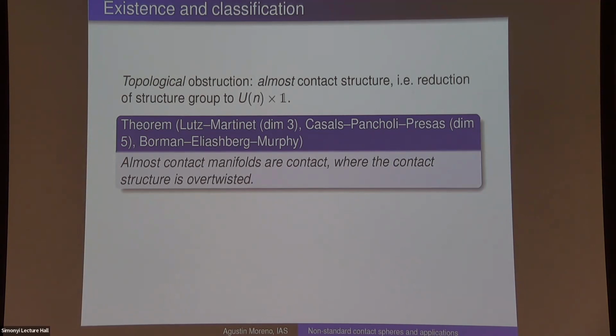And there's a theorem that goes back at least to work of Lutz and Martinet in dimension 3, then work of Casals, Pancholi, and Presas in dimension 5, and in arbitrary dimensions, Borman, Eliashberg, and Murphy again. It says that whenever the obvious topological obstruction vanishes, namely whenever you actually have an almost contact structure, then you do have a contact structure itself in the same formal class. And the contact structure that you find is actually overtwisted, so it's one of these flexible ones. So overtwisted contact manifolds exist in abundance, and the h-principle says that more or less classifying them is a matter of topology.